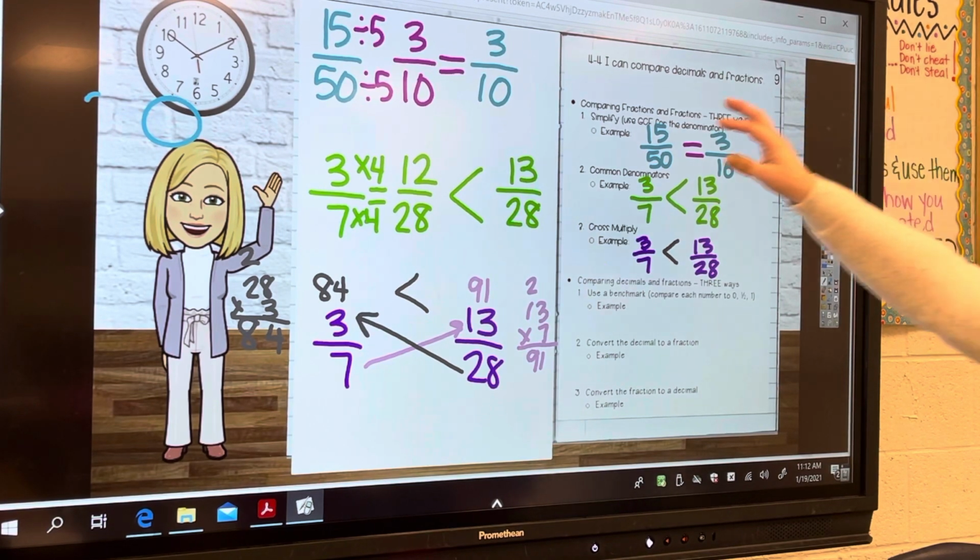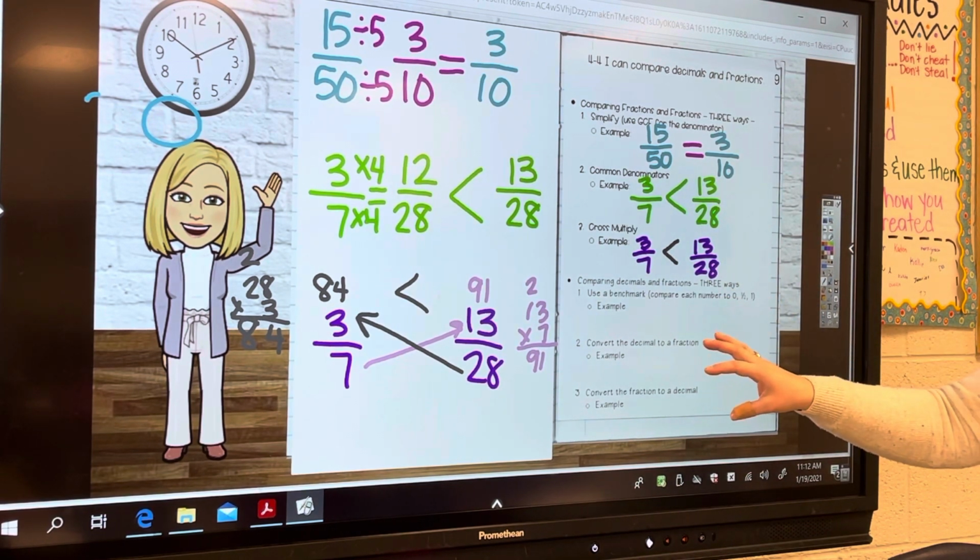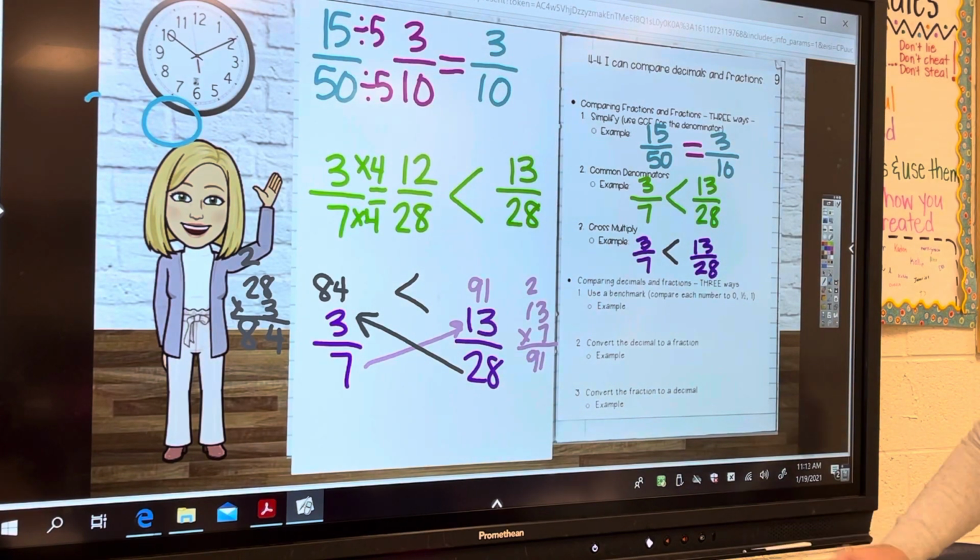Okay, this part of the lesson, what I gained from your classmates earlier, is that part's a review, right? That part you've done before. The next part is a part that might not be a review, okay? So, comparing decimals and fractions. The first way is we are going to use a benchmark, all right?